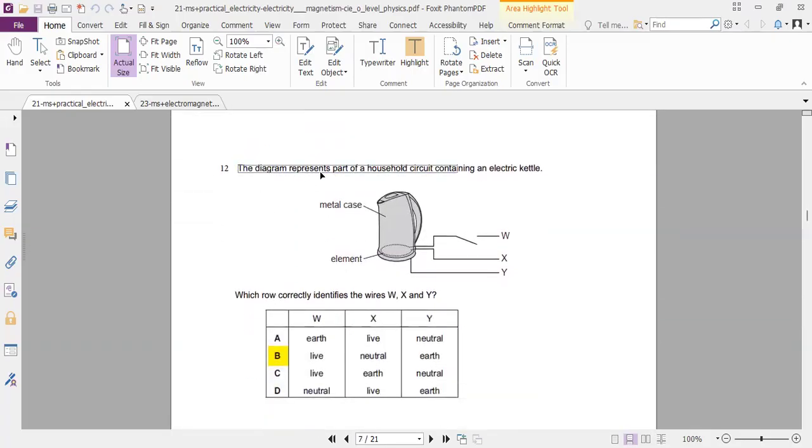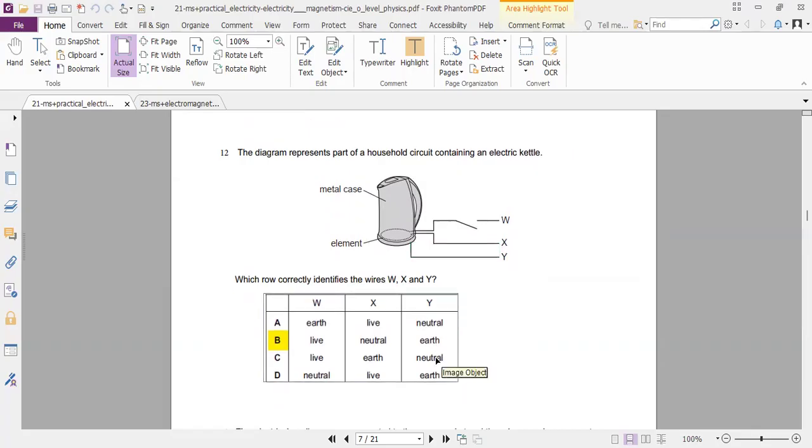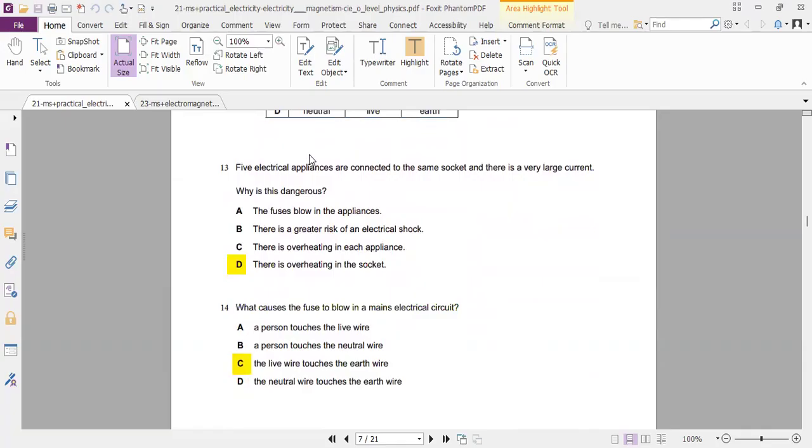Number 12, the diagram represents part of a household circuit. So wire W is a live wire because it has a switch on it, wire X is a neutral wire, and wire Y is earth wire.